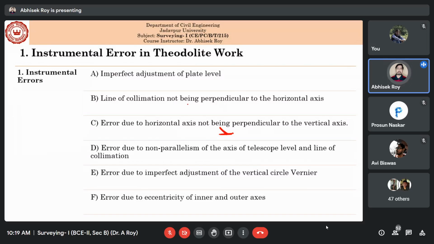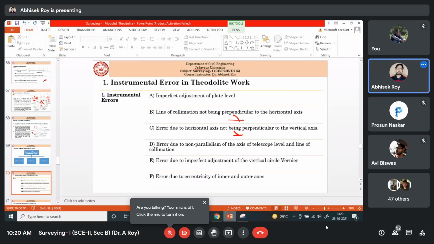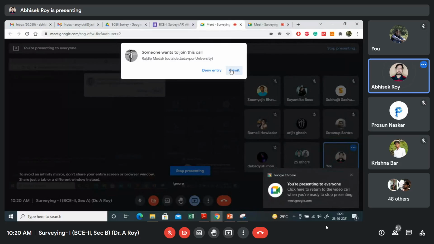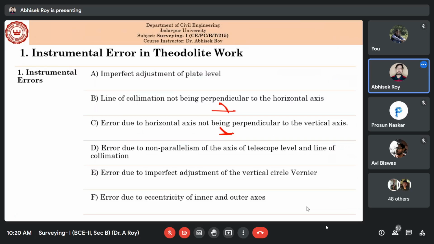And whenever this is not 90 degrees, that means the line of collimation and horizontal axis are not at 90 degrees. Whenever, after bisecting, you are going down, it will follow a hyperbolic curve. Then there is some error due to non-parallelism of the axis of the telescope also. Then there is another error, like error due to imperfect bubble.